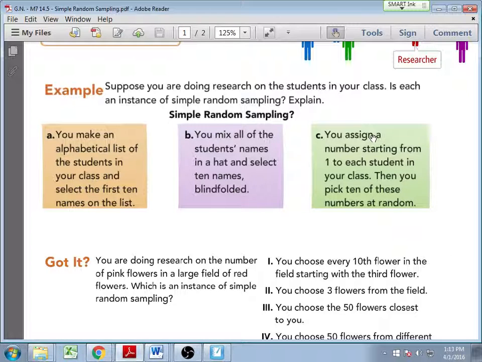Luke, if you select the first 10 people, is that simple random? No, what is it? Convenience, right? So on your paper, you're going to put no, this is convenience.